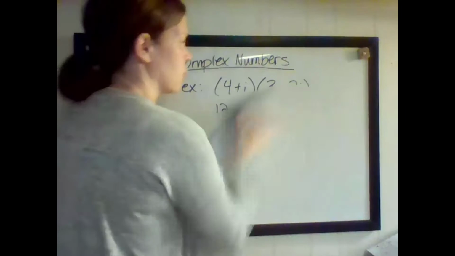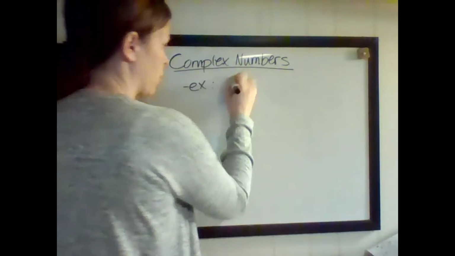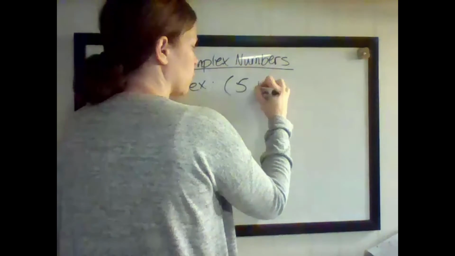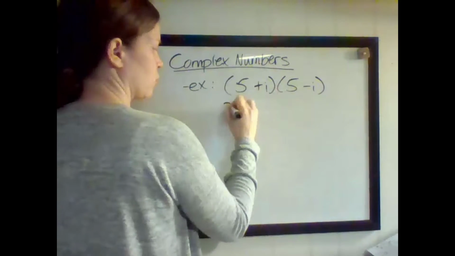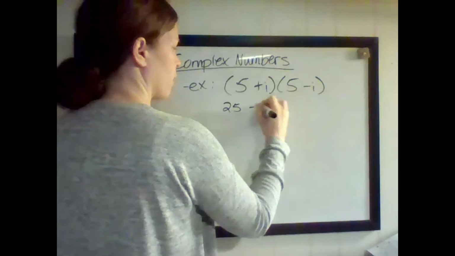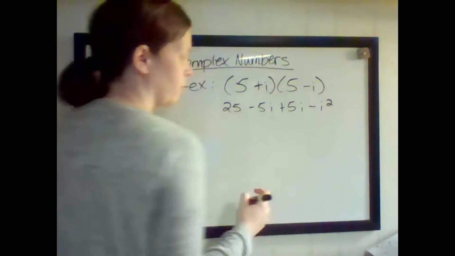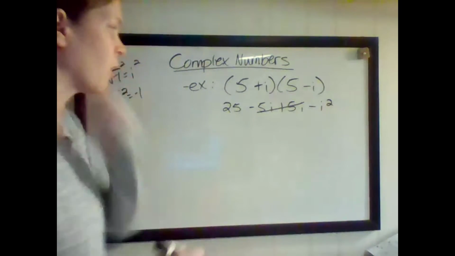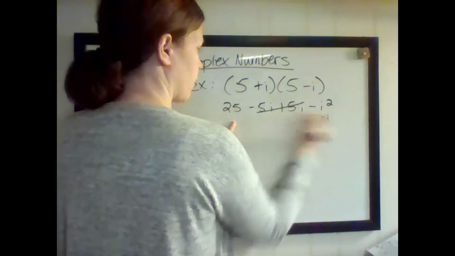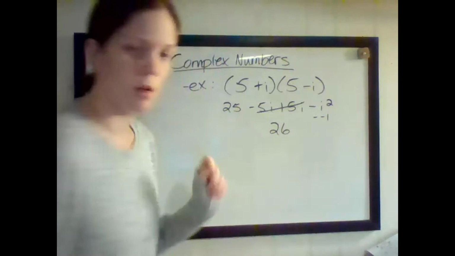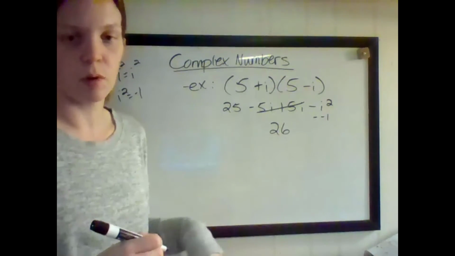One more multiply one, which is going to lead us into dividing. How about (5 plus i) times (5 minus i)? So 25 minus 5i plus 5i minus i squared. The middle two are going to drop out. Minus i squared is going to be a minus a -1. So now I'm going to have 25 plus 1 is 26. Notice the imaginary part drops out. All I'm left with is the real part.